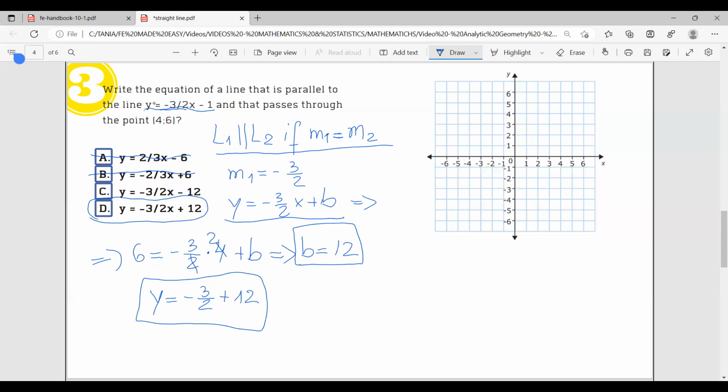So remember, the only thing we did here, we had to know when two lines are parallel. We found easily the slope of the second line. And since we know that this line passes through the point (4, 6), we know that this point has to satisfy this equation. So the only thing moving forward we did is just substitute x and y in this equation, and we found b.